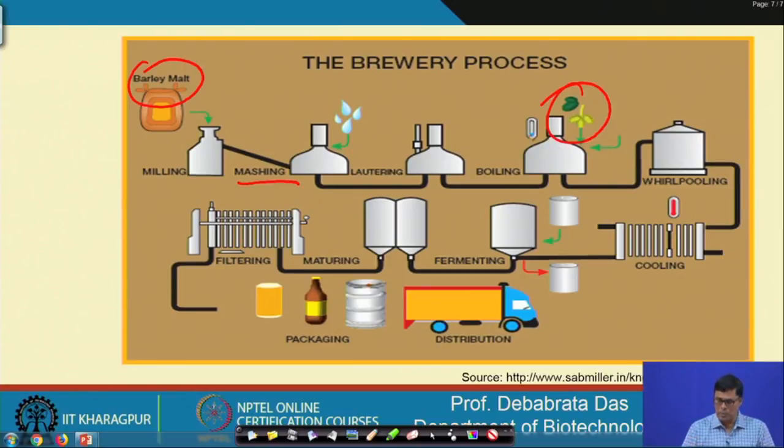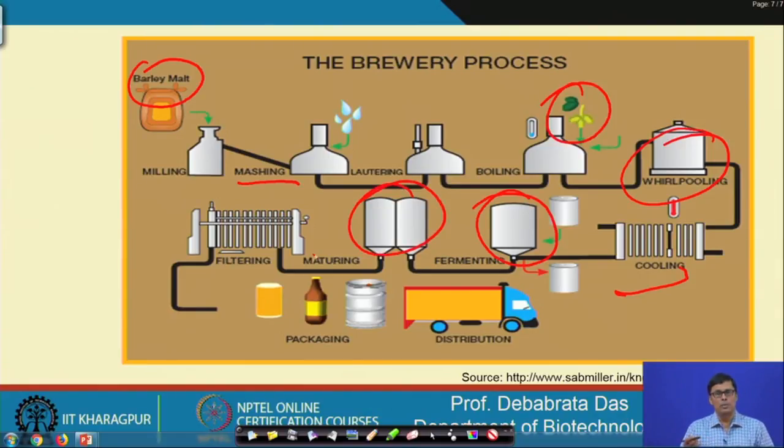Then we cool it down, because this is done by boiling, as we have to solubilize the material present in the flower. Then we mix it, cool it, and pass it through the fermentation process. Now, before putting it to the fermentation process, we should ensure that the sugar concentration is maintained, and after the fermentation process, we pass it through maturation.